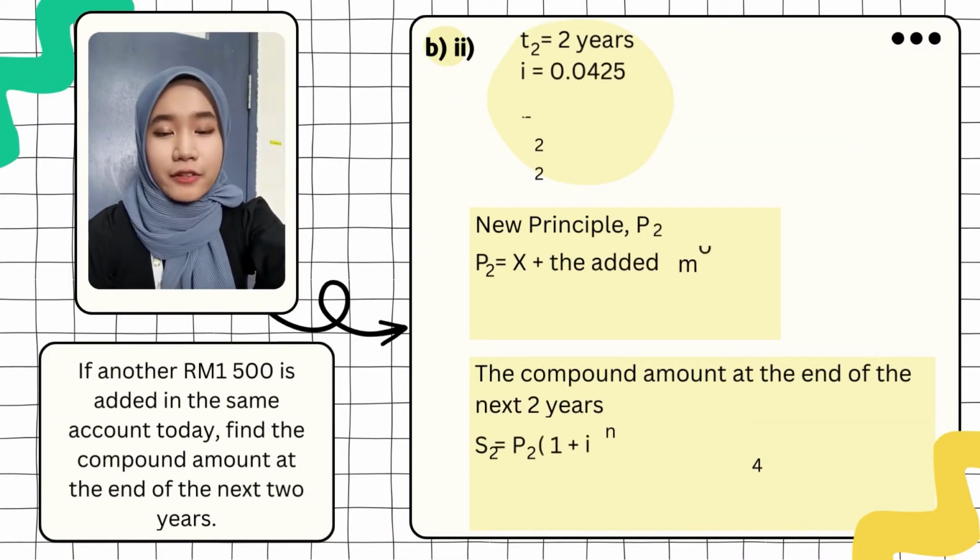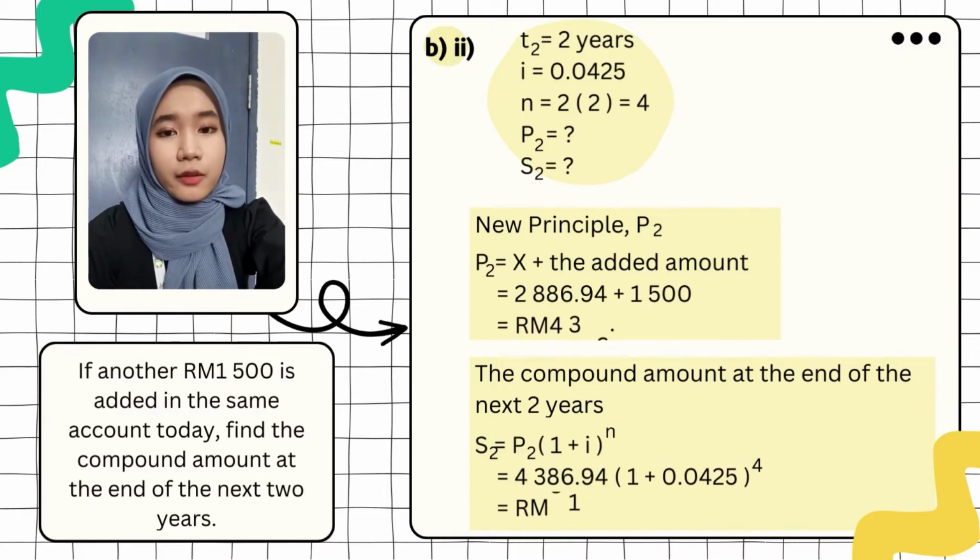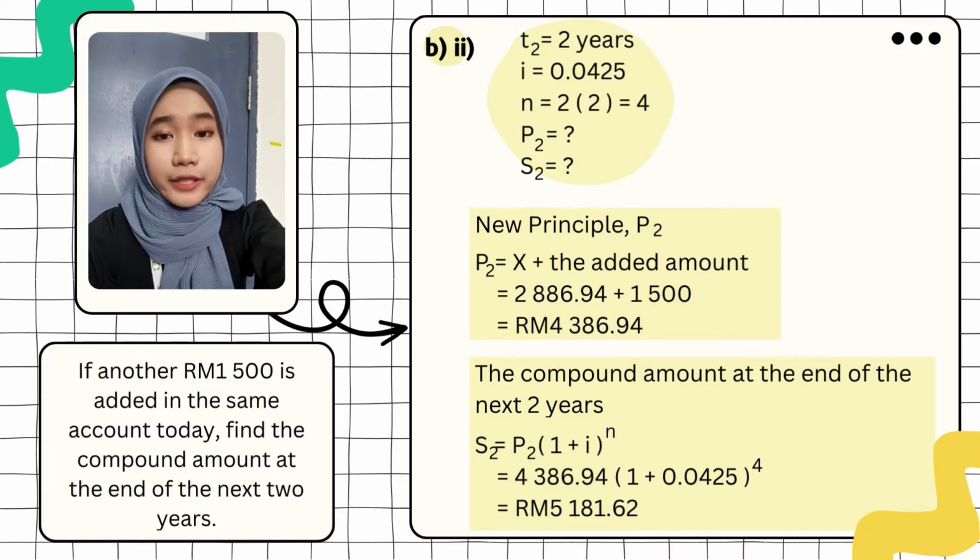Question B2. If another 1,500 ringgit is added in the same account today, find the compound amount at the end of the next 2 years. Based on the question, t2 equals 2 years, i equals 0.0425, n equals 2 multiplied by 2, which is 4, while P2 and S2 are unknown. To find the compound amount at the end of the next 2 years, we need to find the new principal P2 first.